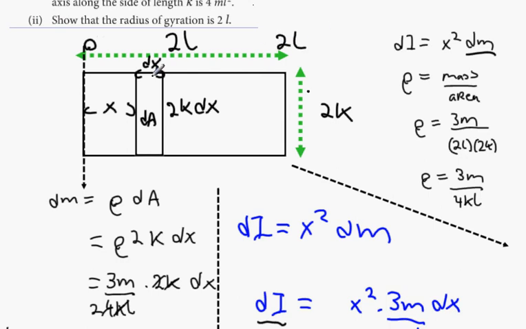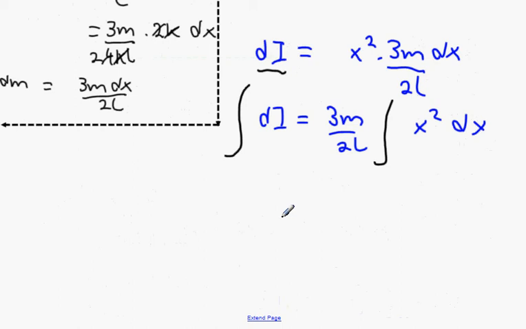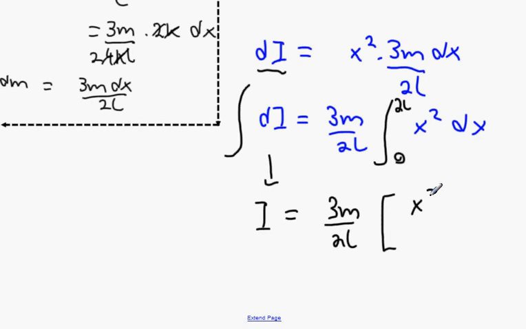0 to 2l, all the way across, okay? So what we're going to get is, when you integrate the I, you get I. When you integrate this, it's 3m over 2l, the integral of, what did I say again, 2l to 0, and then what we're going to get is x cubed over 3 from 2l to 0. Integrate.